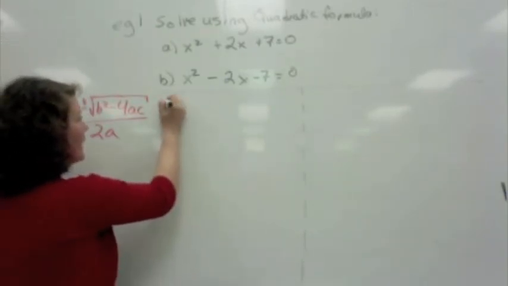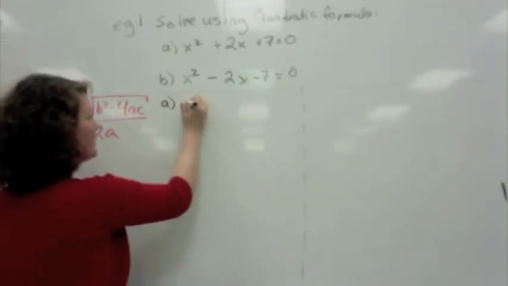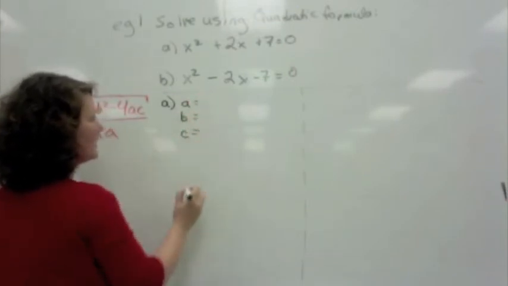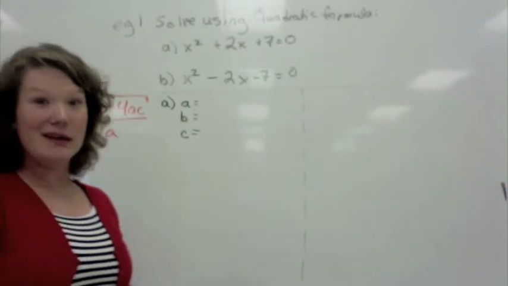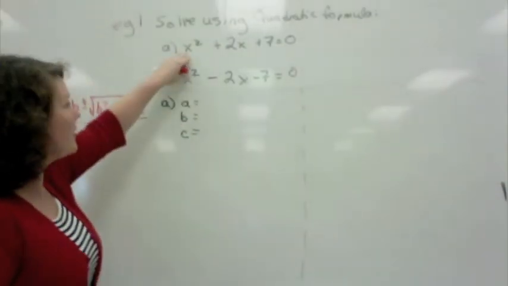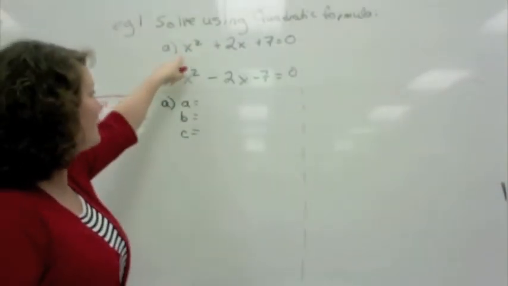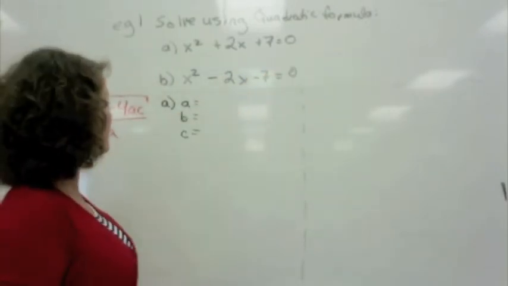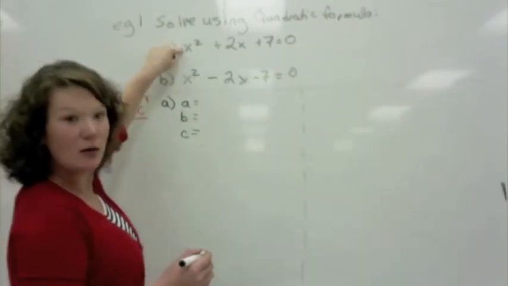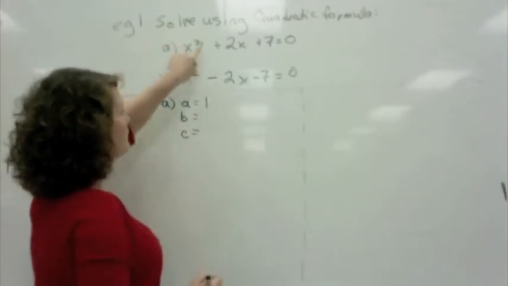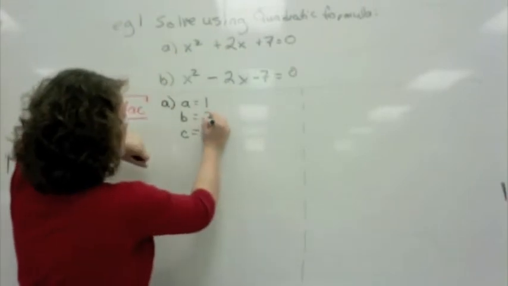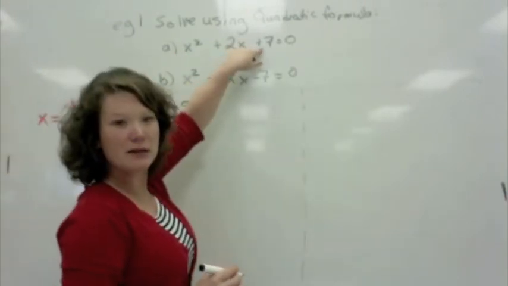Alright, so in A part, we need to figure out what our A is, what our B is, and what our C is. What's really nice about this form is that I haven't given it to you factored. I've given it to you in the standard form, A x squared plus bx plus c. So A is just 1. B is just positive 2. And C is just positive 7.